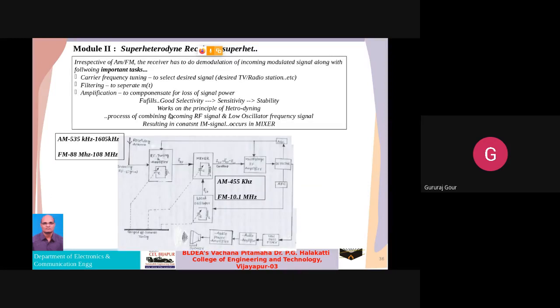So next one, today we want to discuss the superheterodyne receiver, also known as the superhet receiver.